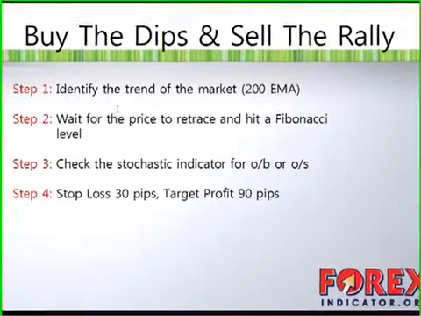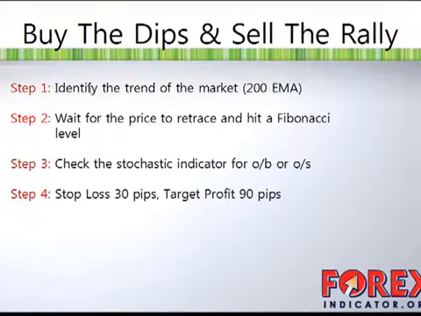Once you identify the trend of the market, you wait for the price to retrace and hit the Fibonacci level. The best levels are the Fibonacci 0.382, 0.5, and 0.618. These are very strong support and resistance levels. Once the price hits the Fibonacci level, you go to your stochastic indicator to check whether it is overbought or oversold.